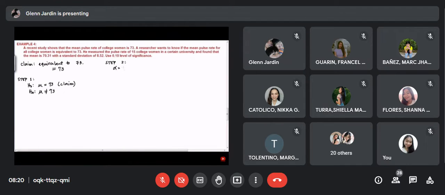So, ang alpha natin is this one, 0.10. And then, ang test to be used. Okay? So, ang test na gagamitin, ano bunang N natin dito? So, ang N natin, he measured the pulse rate of 15 college women. So, he experimented 15 college women. So, 15, that is less than 30. So, therefore, ang test na gagamitin is t-test. So, less than 30 yan. Okay? And then, kung t-test, may karugtong yan, DF. Diba? So, may DF tayo. Pag t-test, may DF. Pag z-test, wala. So, ang DF natin is n-1. So, 15 minus 1 is 14. So, ang DF natin is 14.